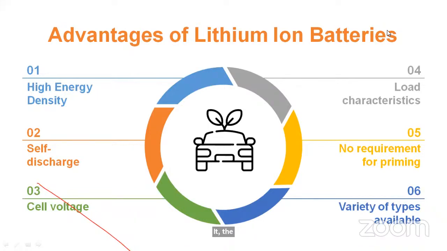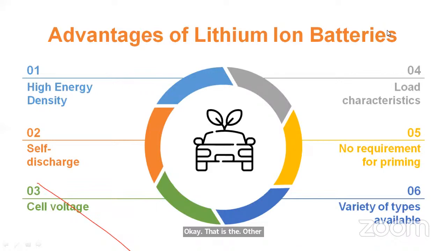Priming is a process in which, whenever we have a battery, we do some controlled, predefined charge and discharge process, and that's called priming. That is not required in lithium ion batteries. Whenever a lithium ion battery comes to you from the factory, it is ready to use. You can directly use it in your appliances, in your vehicle, in anything. There is no priming requirement. That is the other benefit of the lithium ion battery.